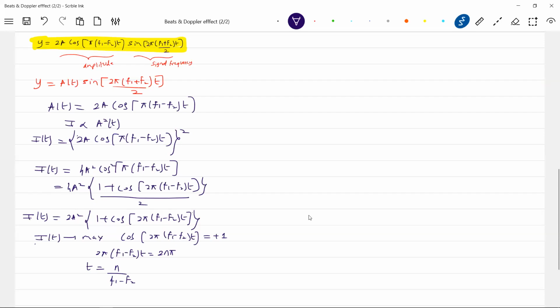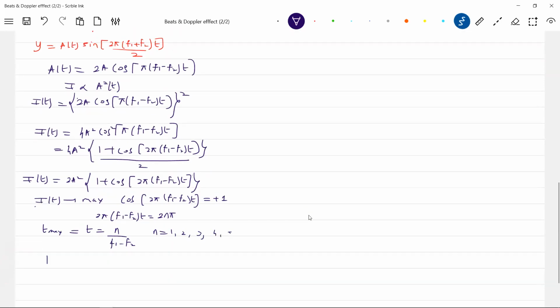What are these? These are the time intervals between two successive maxima. So what are the values of n? 1, 2, 3, 4, and so on. So this will be 1 by (f1 minus f2), 2 by (f1 minus f2), and so on. These are the time intervals between two successive maxima. So what shall I call them? These are the instants of time at which intensity is maxima. So what is 1 by (f1 minus f2)? What are f1 and f2? The difference in signal frequencies.